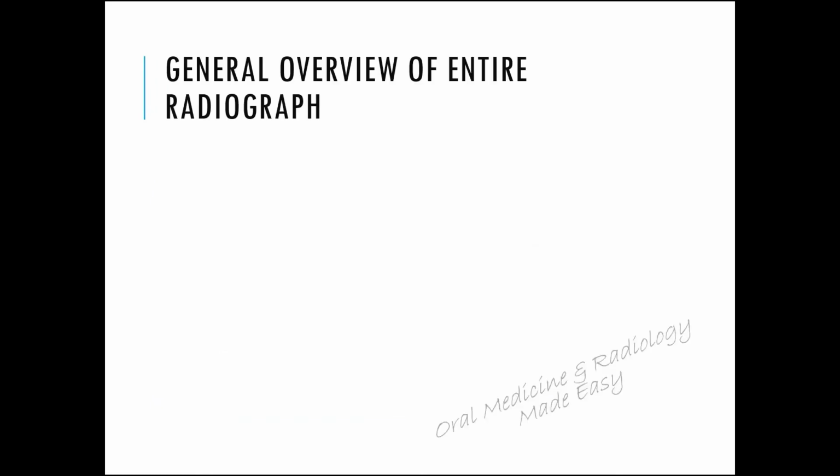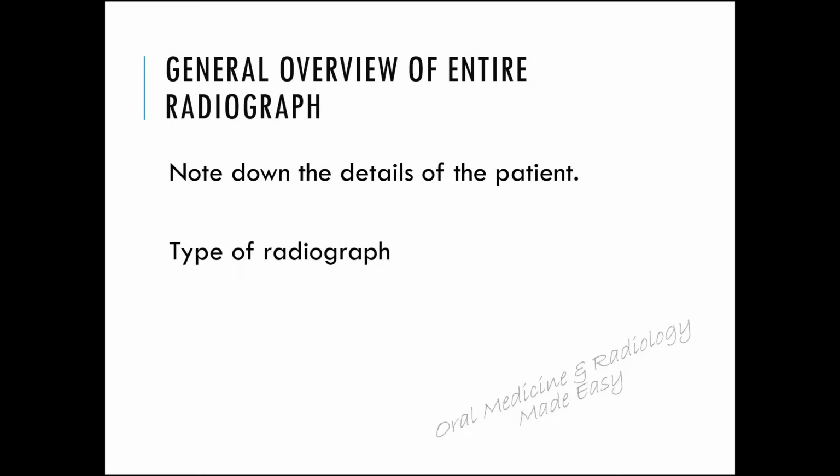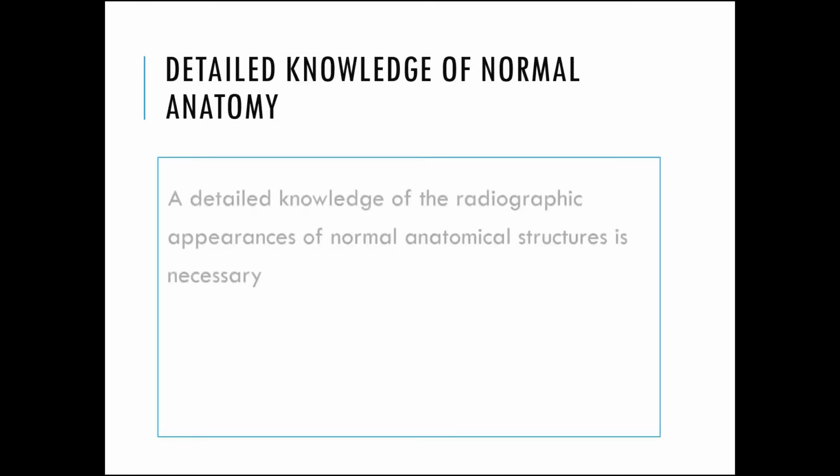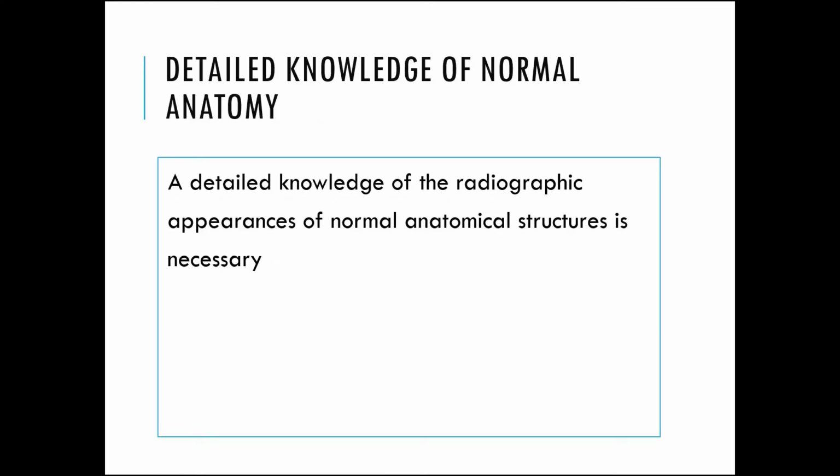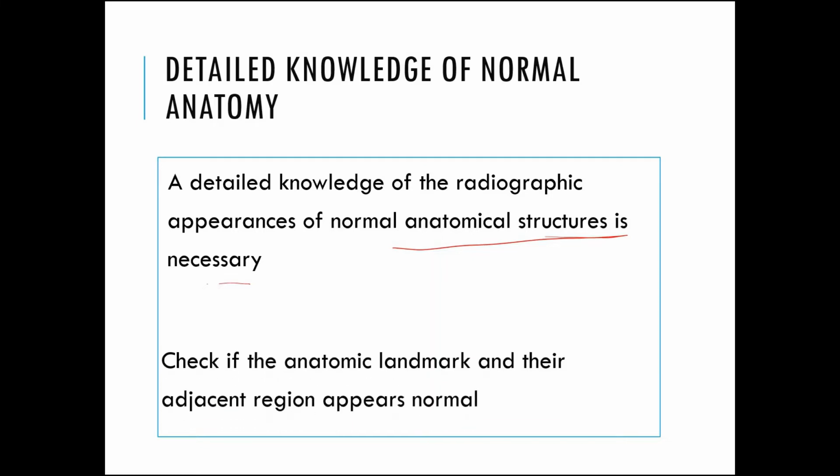General overview of the entire radiograph. First, we have to note down the details of the patient when we start interpretation. We have to identify the type of the radiograph, which all teeth are seen, and identify the normal anatomic landmarks. A detailed knowledge of radiographic appearance of normal anatomic structure is necessary. The normal anatomic landmarks help us to identify whether it is a maxillary radiograph or a mandibular radiograph.